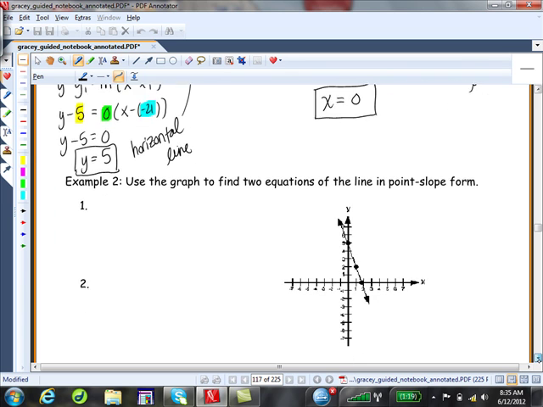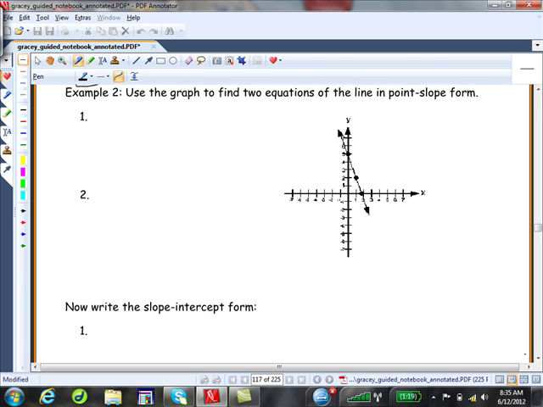Alrighty. Next example. Now we want to use the graph to find two equations of the line in point-slope form. Again, it's good to use points that sit exactly on the corners, like this one and this one. Remember, this is the point 0, 5, and this is the point 1, 2. So for the first one, we'll use y minus y1, which is 5, is equal to the slope. Now, what is the slope? We're going 1, 2, 3 down and 1 to the right. That's 3 down, 1 to the right, which of course gives us a slope of -3.